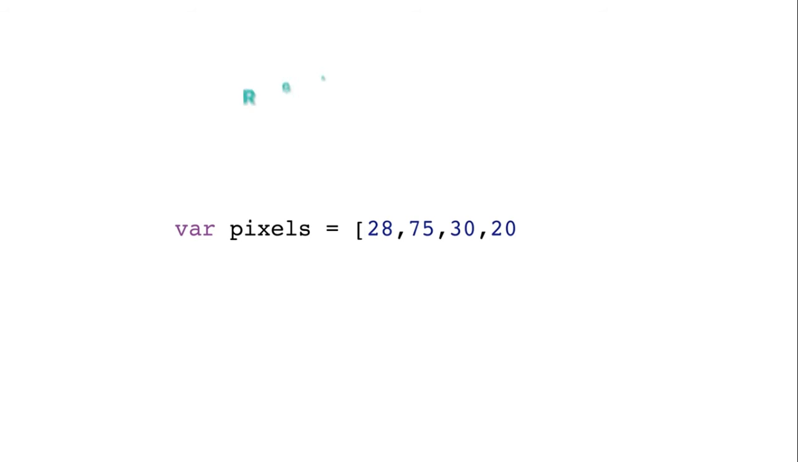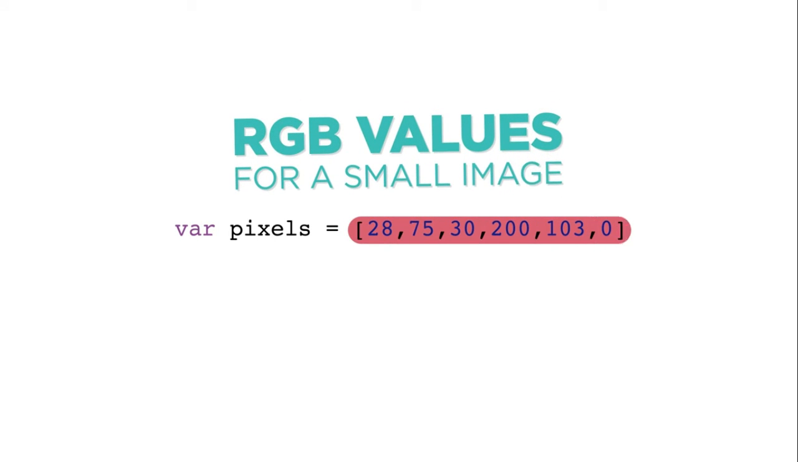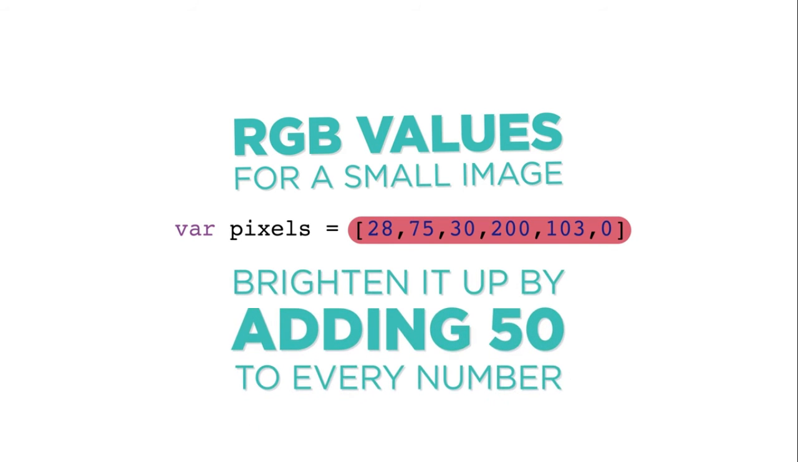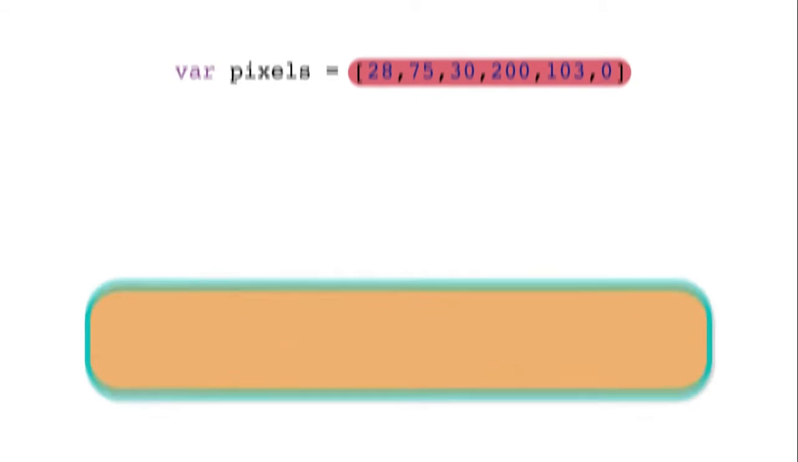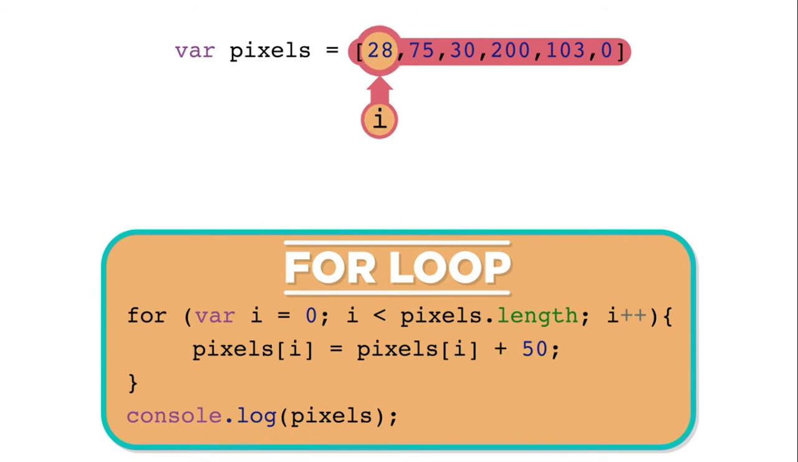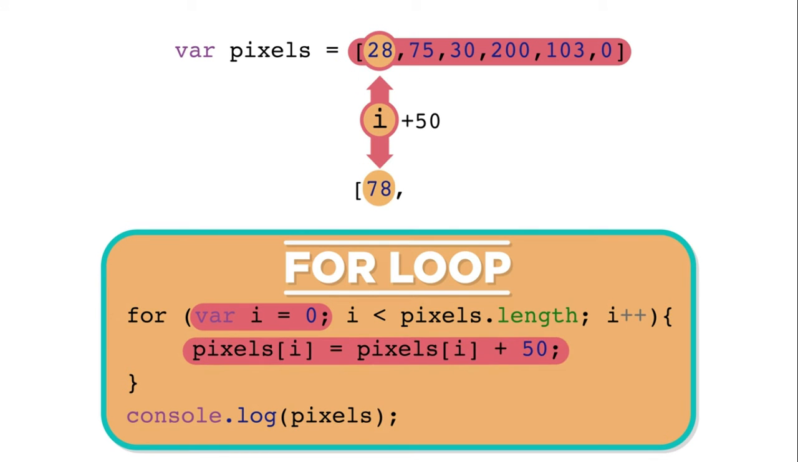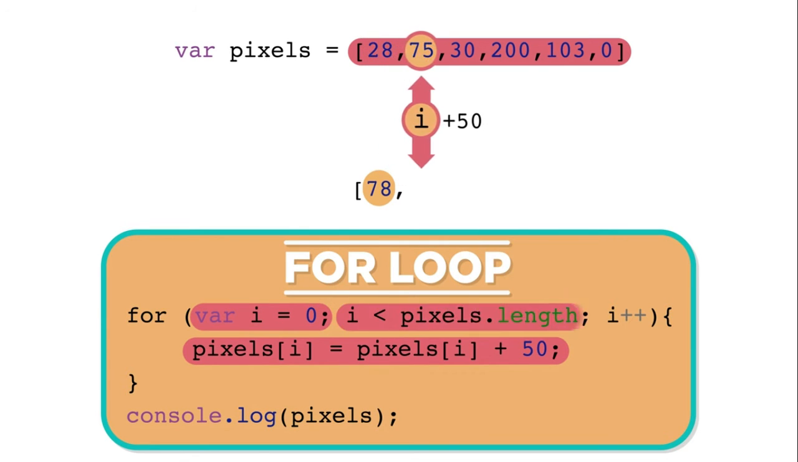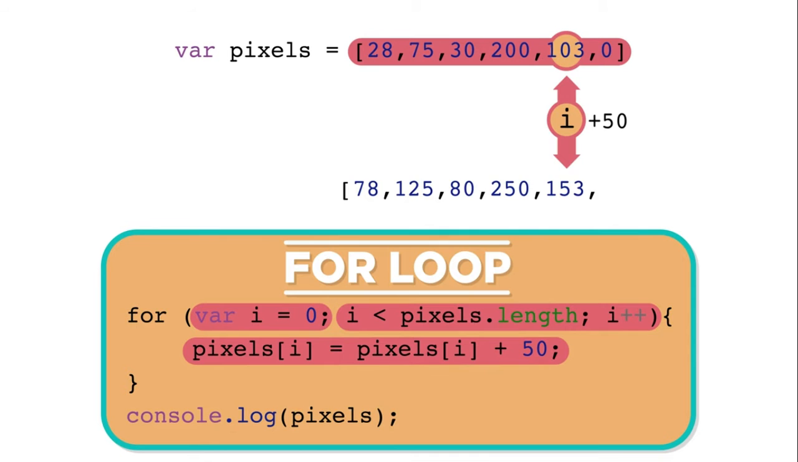Here we have a list of red, green, and blue values for a very small image. We could brighten it up by adding 50 to every number in the list. In each iteration of the loop, we are getting the current value stored in the pixel list at index I, adding 50 to that number, and then updating the value at that same slot in the list to the new value. So the first time through the loop, I is 0, pixels at index I, or pixels at 0, is 28. 28 plus 50 is 78. Pixels at index 0 is updated to be 78. The next time through the loop, I is 1, so pixels at index 1 will be accessed and updated in the same way. This will happen for each item in the list.